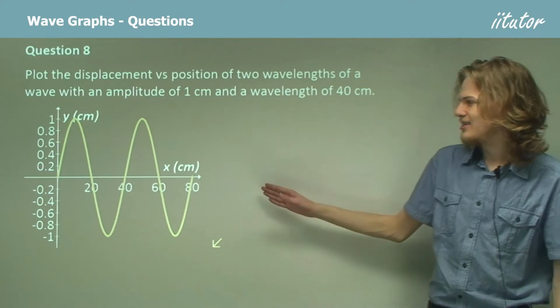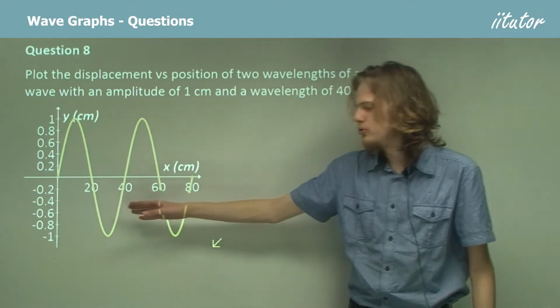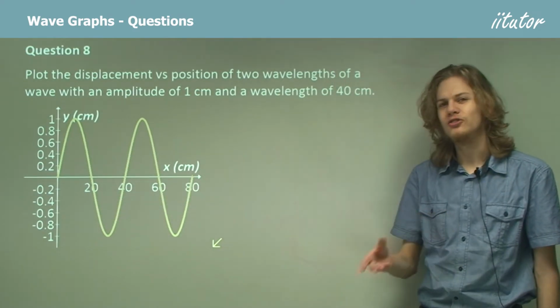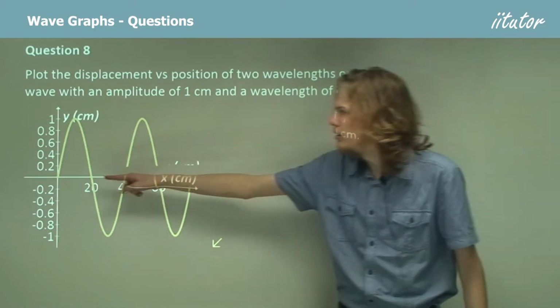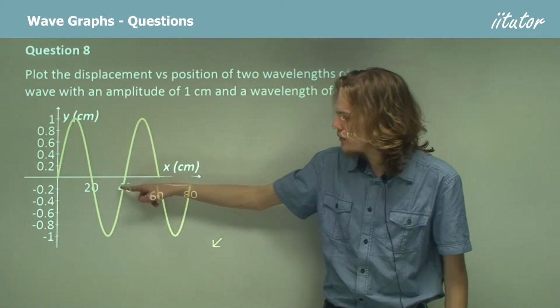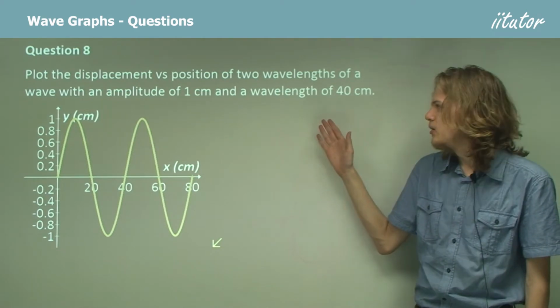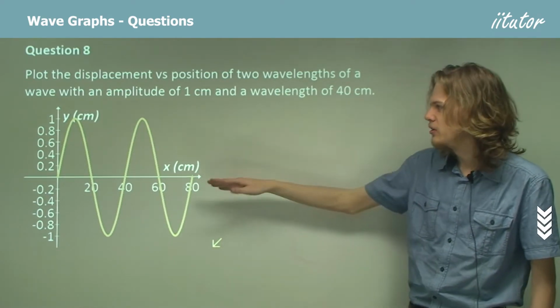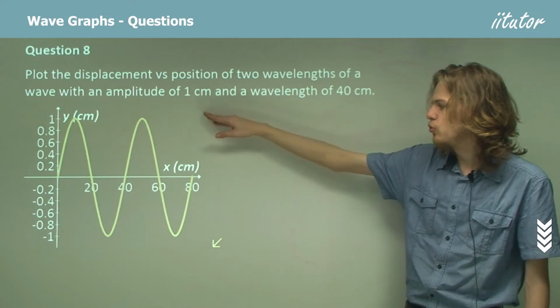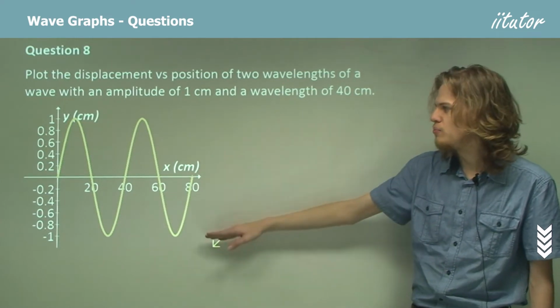We can see that on the x-axis we've moved up from 0 to 80, and it's taken us two wavelengths to do so. One whole wavelength, and then two whole wavelengths. So a wavelength is 40 centimeters. We can see the displacement of the wave goes all the way up from 0 to 1, and all the way down from 0 to -1.